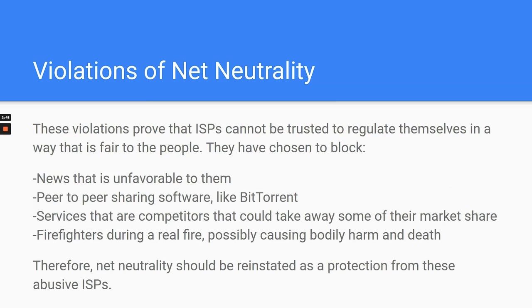These violations prove that ISPs cannot be trusted to regulate themselves in a way that is fair to the people. They have chosen to block news that is unfavorable to them, peer-to-peer sharing software like BitTorrent, services that are competitors that could take away some of their market share, and firefighters during a real fire, possibly causing bodily harm and death. Therefore, net neutrality should be reinstated as protection from these abusive ISPs.